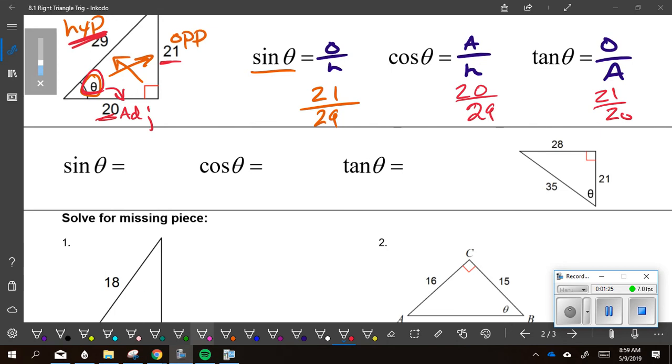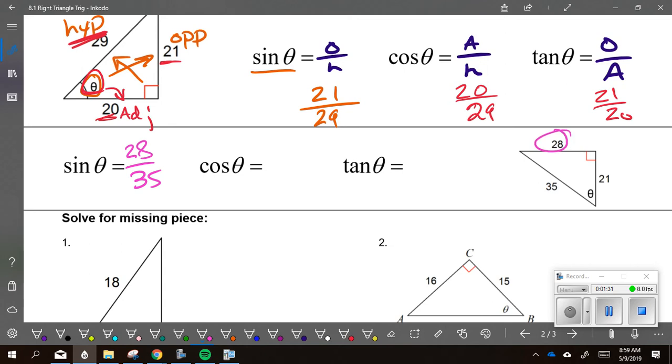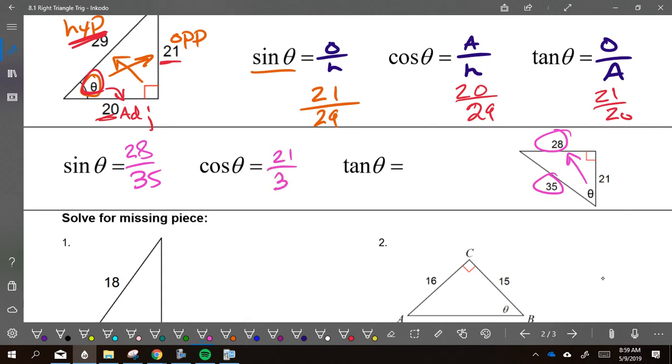Here we go. Courtney, what did you do for sine? 28 over 35. The opposite, because it's across from it, the hypotenuse is 35. Cool. Cosine here. Audrey H., what did you say for cosine? 21 over 35. That's adjacent over hypotenuse. And then we're going to do tangent. If we're doing tangent, Allison, what's tangent going to be? Opposite over adjacent. That would be 28 over 21. Everybody good with trig ratios?